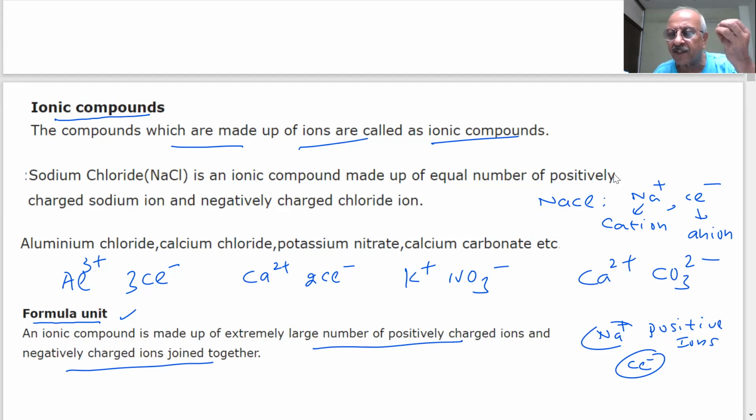It is not a single discrete molecule like NaCl. You will see that in the next classes, the crystal structure of NaCl, that it is nothing but a large number of positively charged ions and a large number of negatively charged ions. So we call it a formula unit. It is not one single Na and one Cl. One Na will attract more than one Cl minus, and one Cl will attract more than one positive ion. So there are extremely large number of positively charged ions and negatively charged ions together. That is what we call a formula unit. Note down everything. Very important.